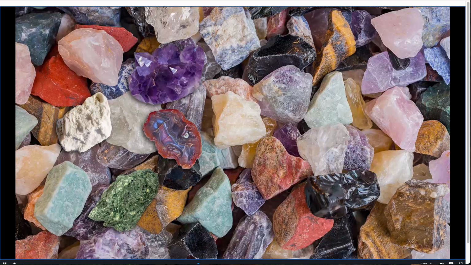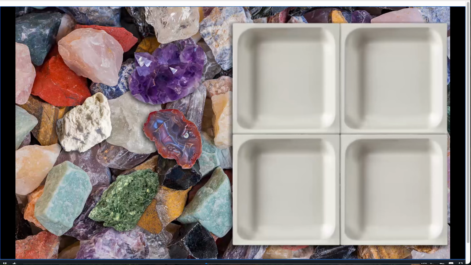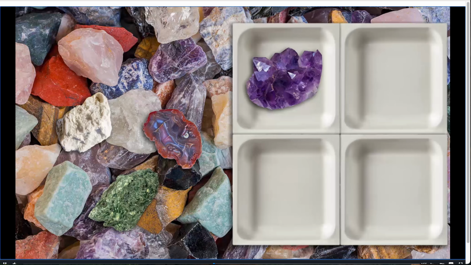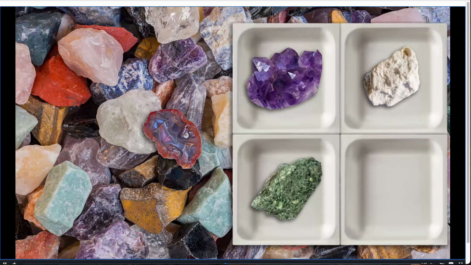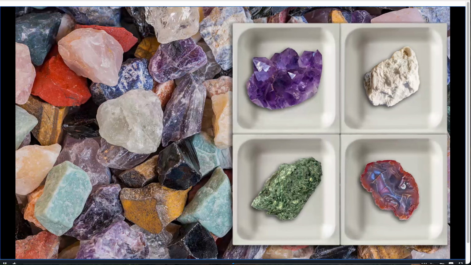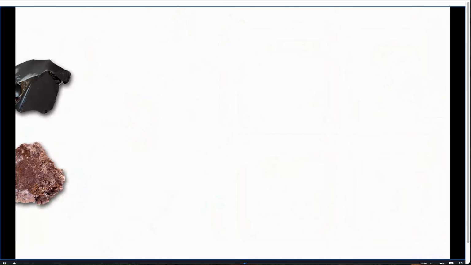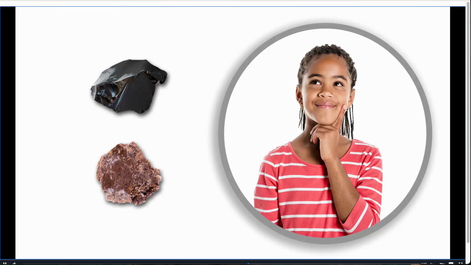What would be the best way to classify these rocks? They can be grouped by color. There is a purple rock. We can sort together all the purple rocks. Another one is white. All of the green rocks can go together too. Check out this rock. Its color is unique. This is tricky. What other way can we group these rocks? Do you know?